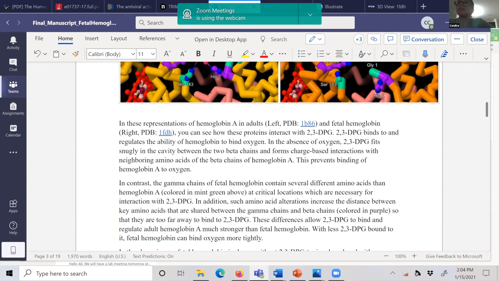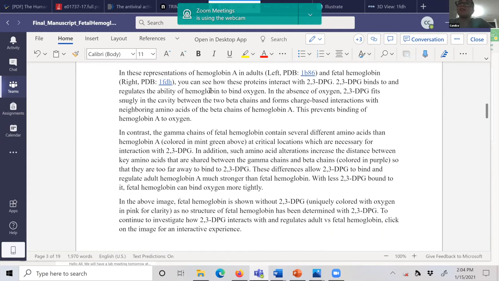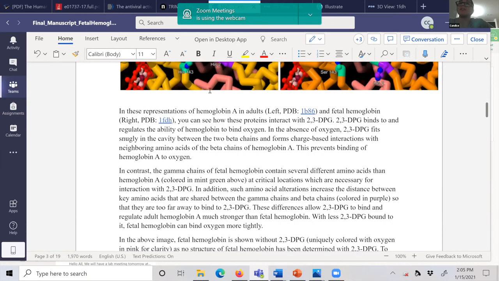With less 2,3 DPG bound to it, fetal hemoglobin can bind oxygen more tightly. In the above image, fetal hemoglobin is shown without 2,3 DPG, which is uniquely colored with oxygen in pink, just for clarity, as no structure of fetal hemoglobin has been determined with 2,3 DPG. We continue to investigate how 2,3 DPG interacts with and regulates adult versus fetal hemoglobin. Click on the image for an interactive experience.